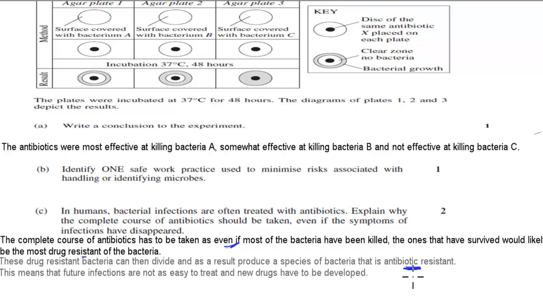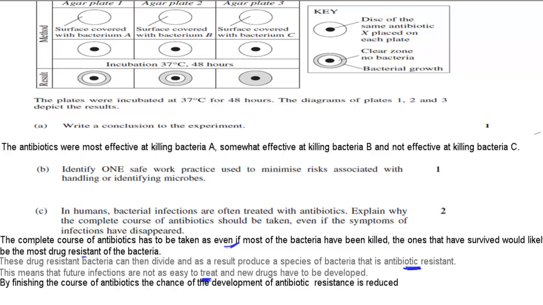Right? So because we have now these antibiotic resistant ones, they will be the ones that replicate and reproduce, and that means that we have a colony of resistant ones. This means that the future infections are not as easy to treat and new drugs have to be developed. So this is the outcome because of this antibiotic resistance. And then what I wrote at the end is, by finishing the course of antibiotics, the chance of development of antibiotic resistance is reduced, especially when it comes to obviously these bacteria, right? So talk about what antibiotics do, talk about what happens if you don't take the full course, and that gets you 2 marks out of 2.